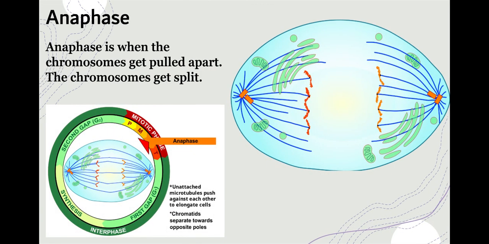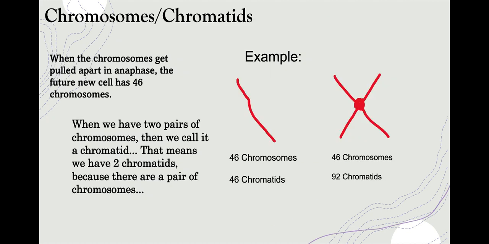And anaphase is when the chromosomes get pulled apart. The chromosomes get split. So as you can see, our goal here is to make a new cell, a brand new cell. And if you didn't already know, a human cell contains 46 chromosomes. So we need to make sure that in the new cell, we also give that cell 46 chromosomes. So as you can see here, the spindle fibers pull apart the chromosomes, and you can think of anaphase for apart, apart. And before I move on, I want to talk about chromosomes and chromatids.